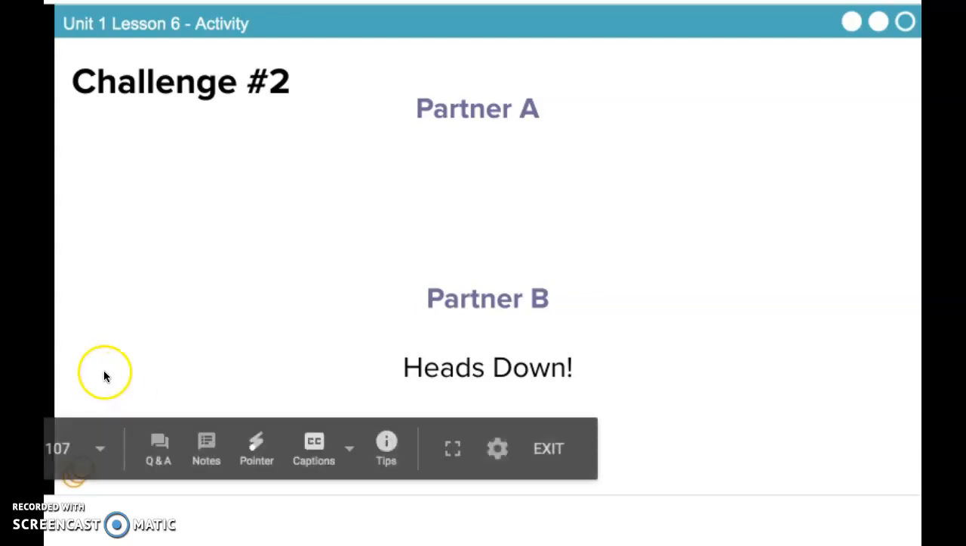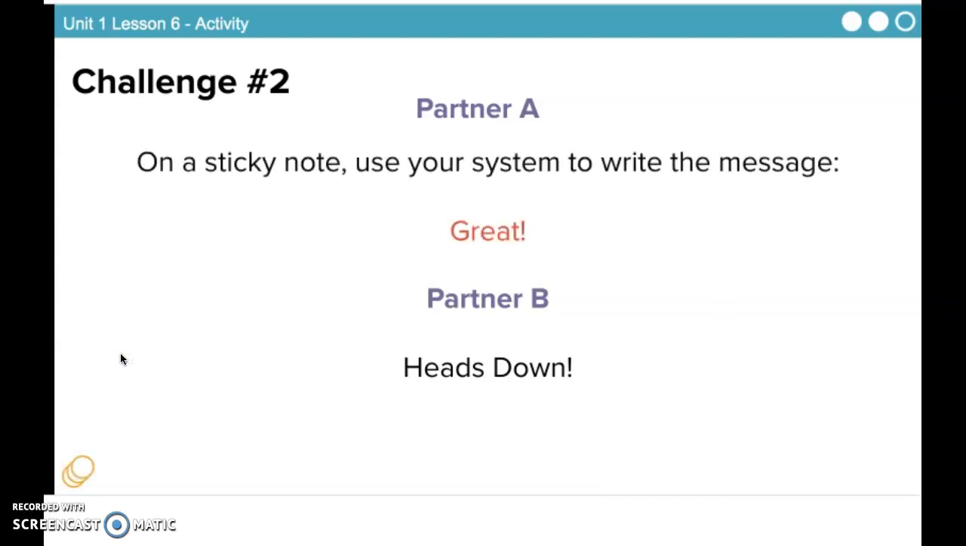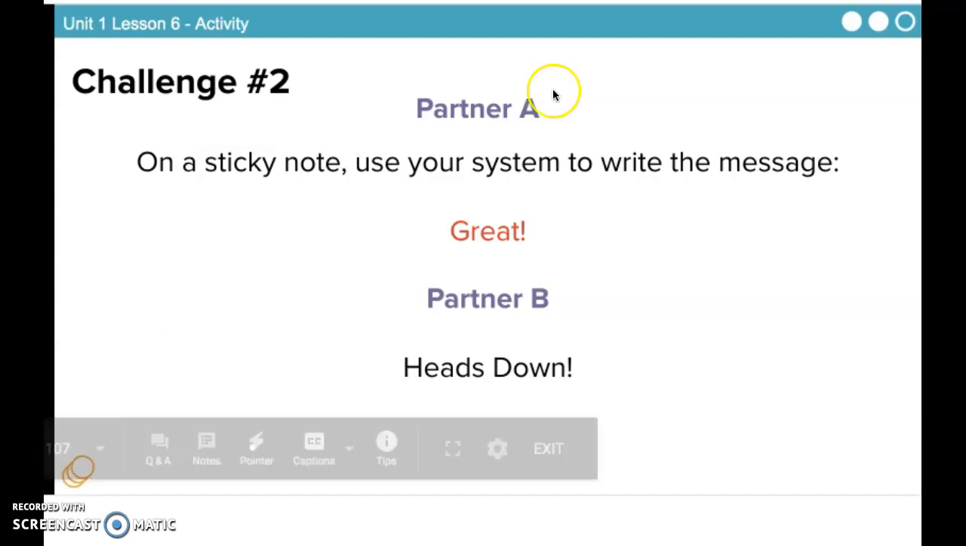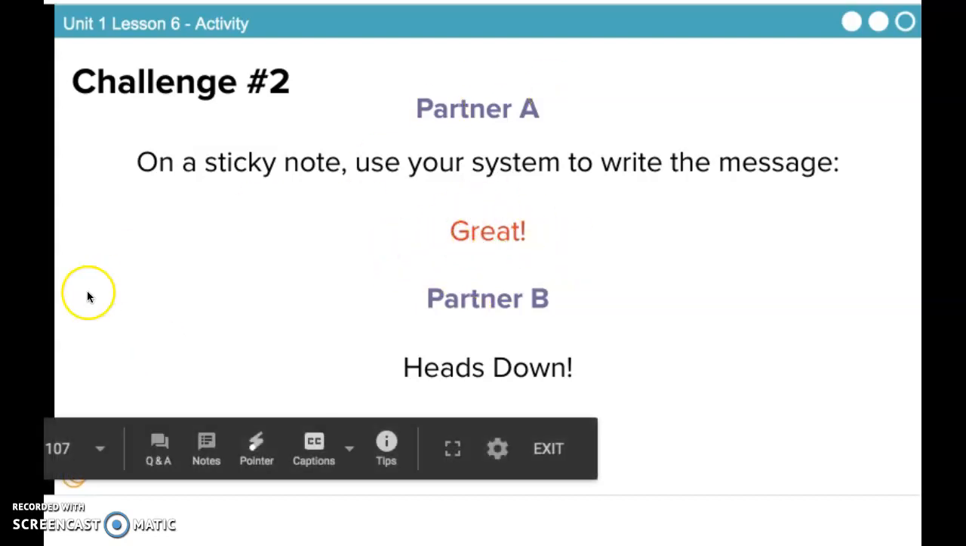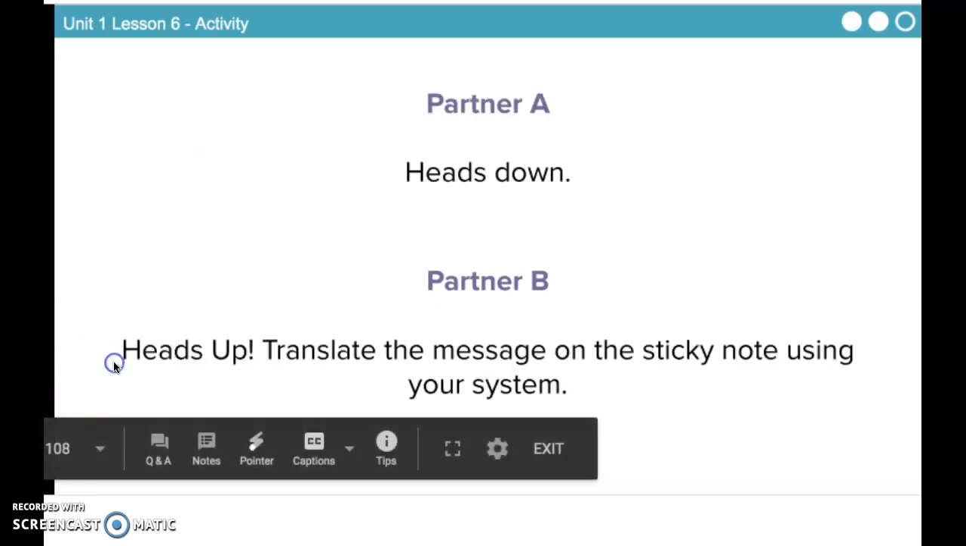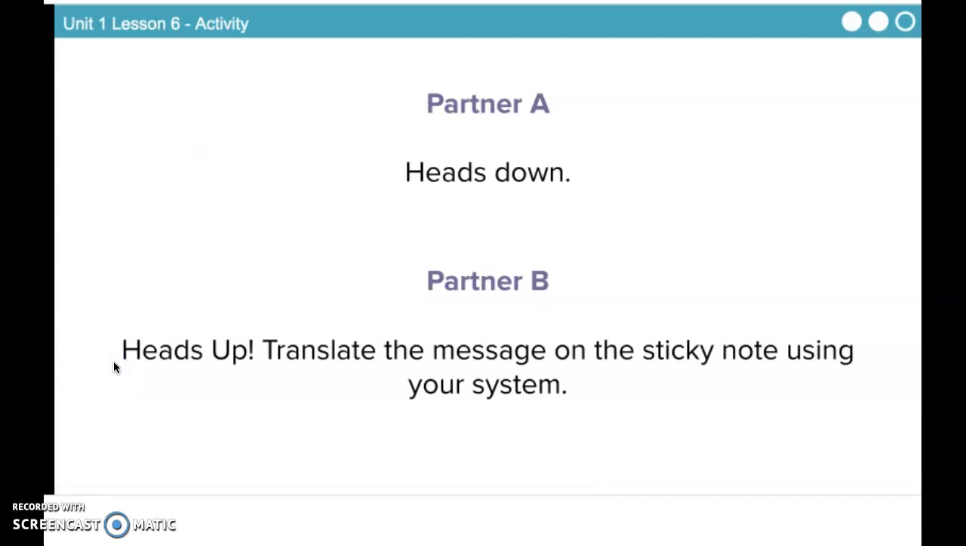And partner B, keep your head down. Partner A, you're writing this using your system on a sticky note. You're not going to write that word, but you're going to write something that translates into that word using your system. Keep your head down, partner B. Okay. Partner B, heads up. Translate the message in your sticky note.